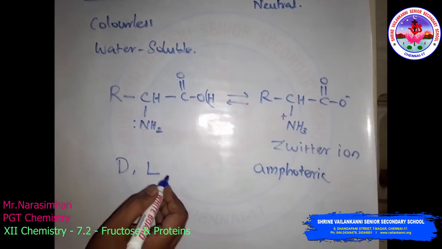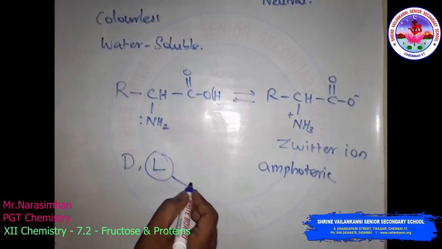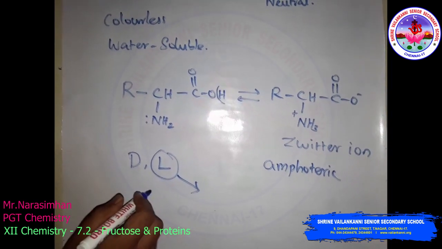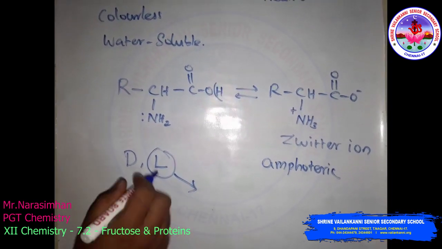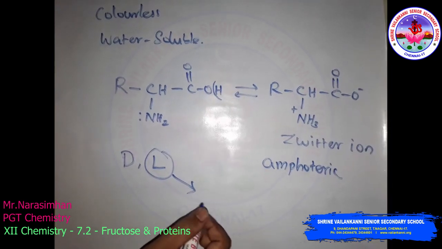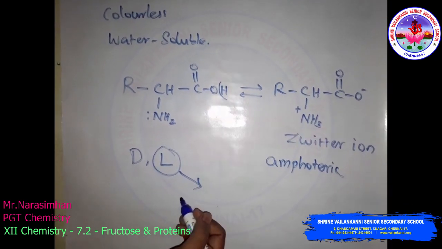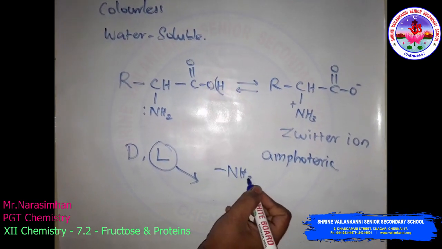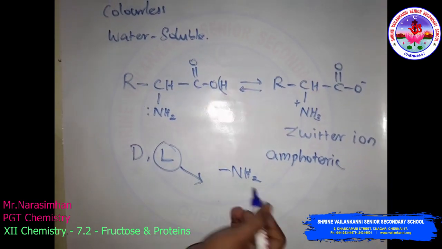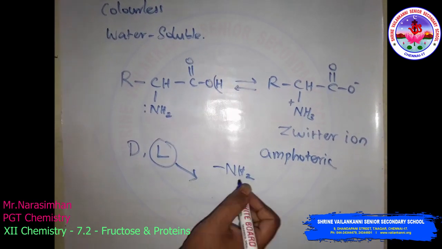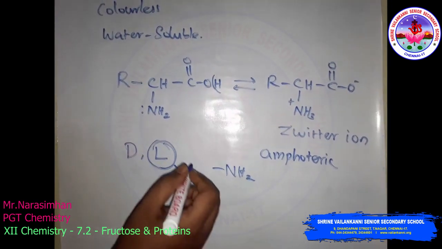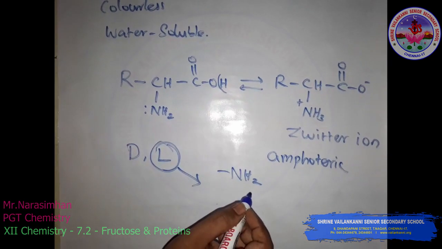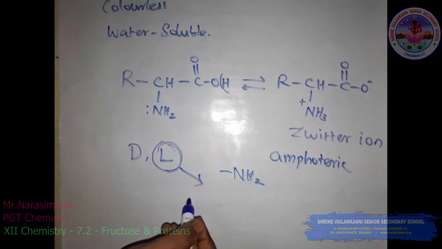Most of the amino acids have the L configuration. Yes, the D configuration is also available, but many amino acids are L configuration. The L amino acids are represented by writing the NH2 group on the left hand side. That indicates an L amino acid. Then the structure of proteins we will discuss.